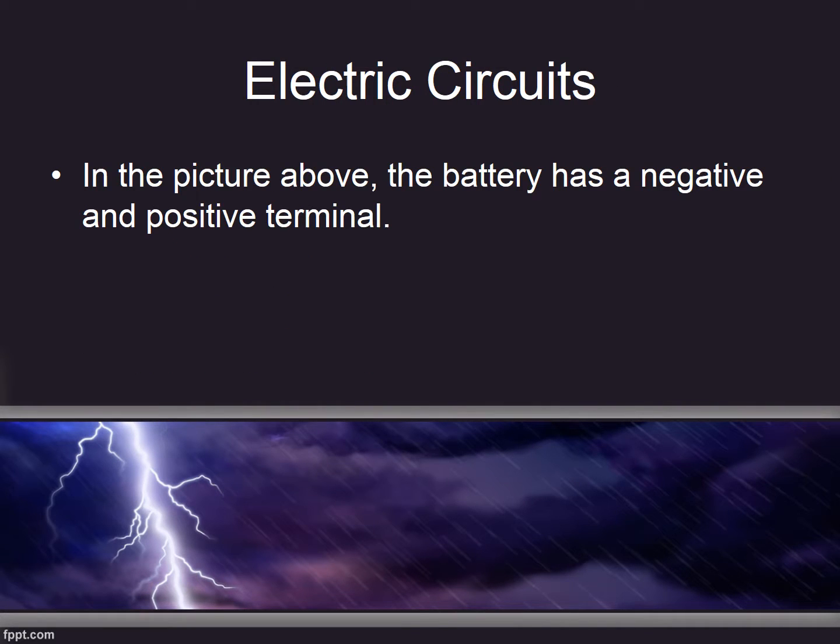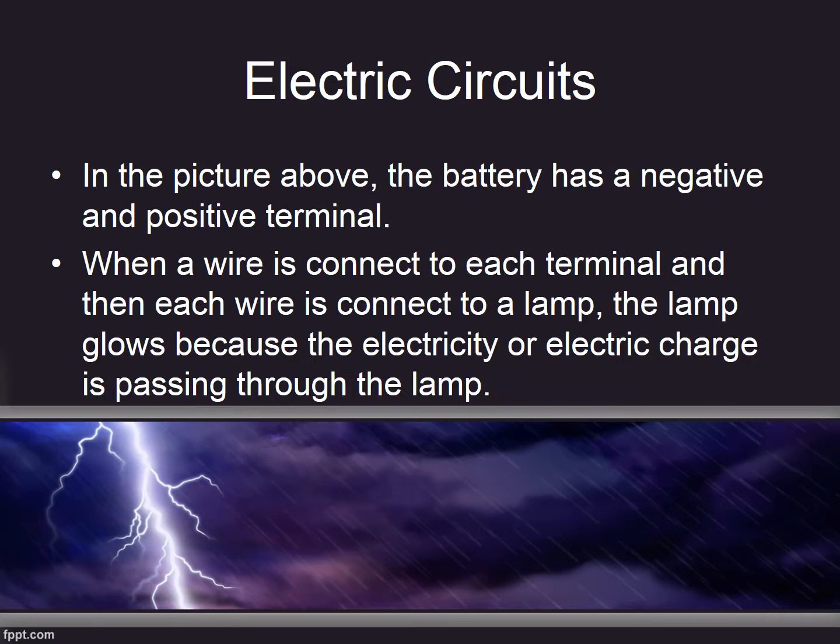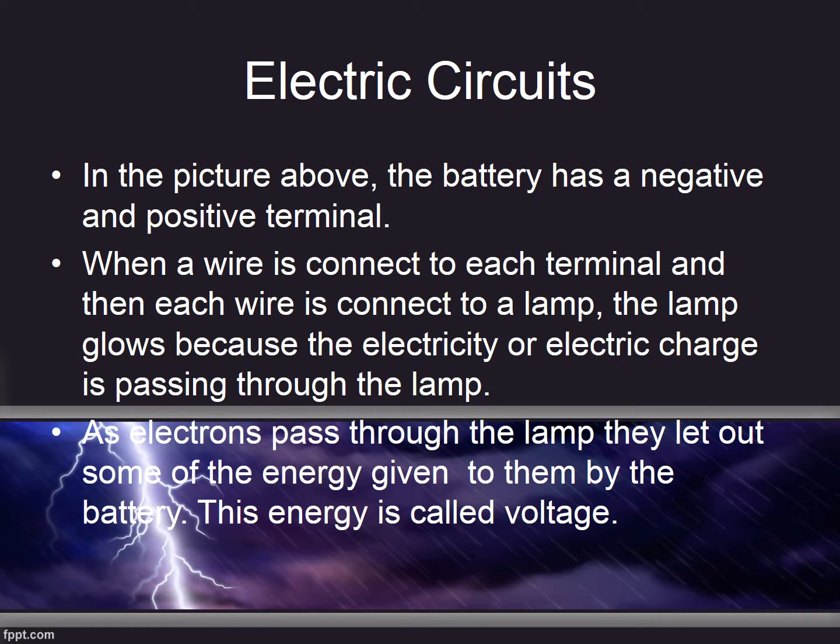So in the picture above, the battery has a negative and a positive terminal. When a wire is connected to each terminal, the wire is connected to the lamp. The lamp glows because electricity or electrical charge is passing through the lamp. As electrons pass through the lamp, they let out some of the energy that's given to them by the battery. The battery charges up electrons with energy and sends them around the circuit. The name for this energy that electrons have in a circuit is called voltage.